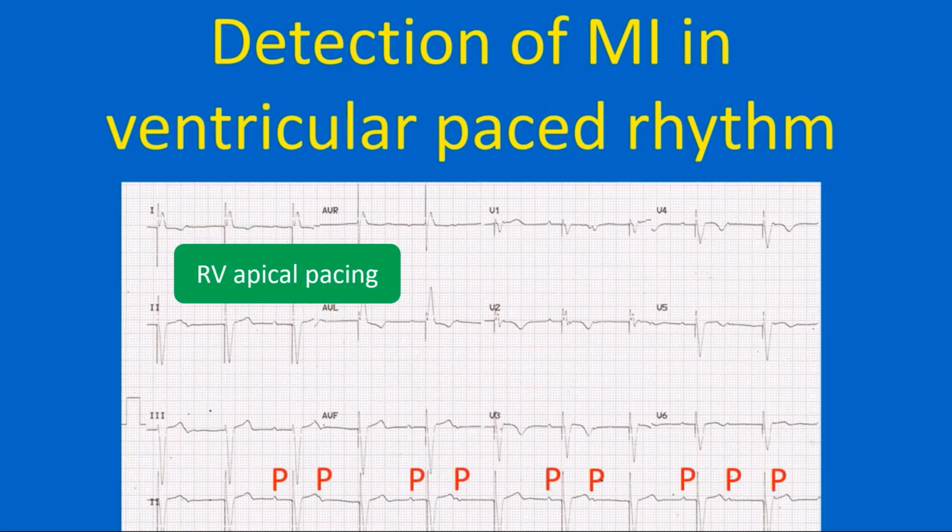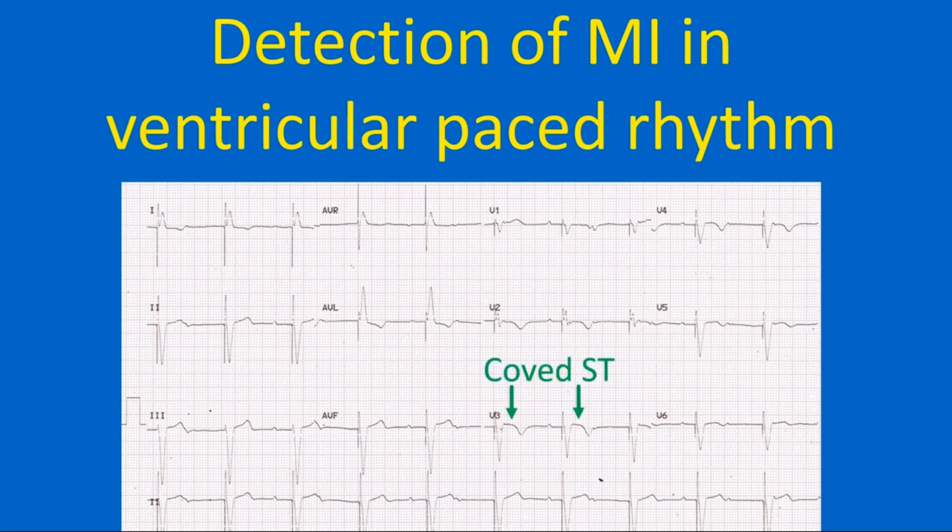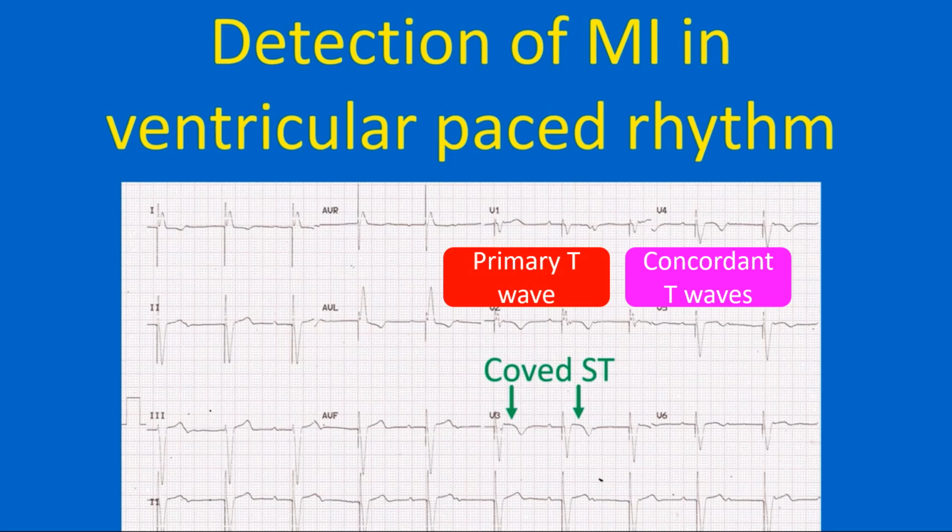Dissociated P waves suggest complete heart block as the reason for pacemaker implantation. Missing P waves are obscured by the QRS complexes. T waves are inverted in leads V2 to V6 in the presence of negative QRS complexes. Concordant T waves would suggest a primary T wave abnormality and hence the associated myocardial infarction. Careful scrutiny of the ST segment shows mild coving of the ST segment in anterior leads, best noted in V3.